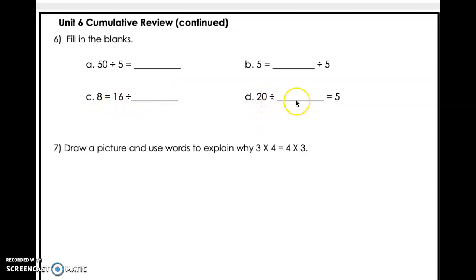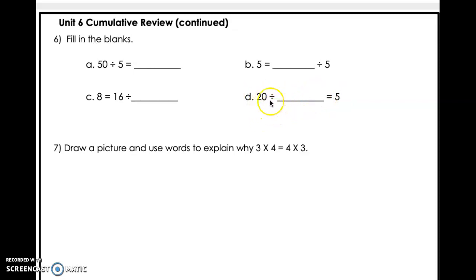20 divided by what equals 5? Again, if you go backwards, you could go 5 times what equals 20. So remember, division and multiplication are fact families, and that can help you with this. So 5 times 4 is 20. So this would be 4.